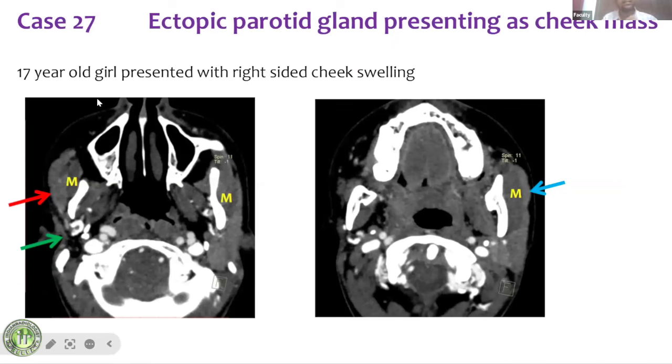This is an interesting case. This is a 17-year-old girl presented with right-sided cheek swelling. What we got on the CT is that there is no pathology. What we found is that the normal right-sided parotid gland is absent. You can see the normal left parotid gland.